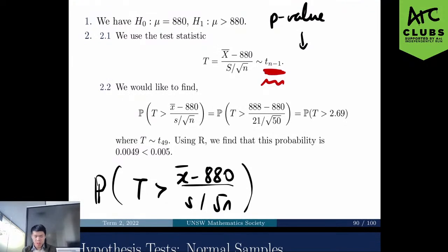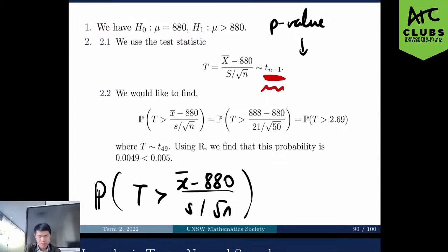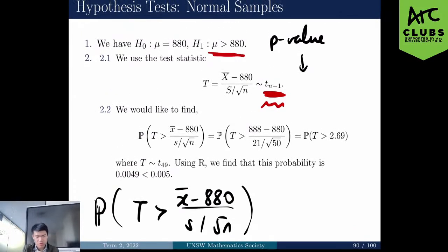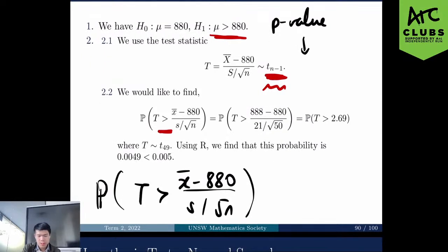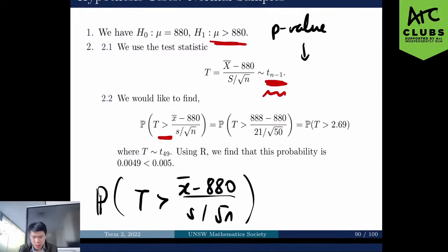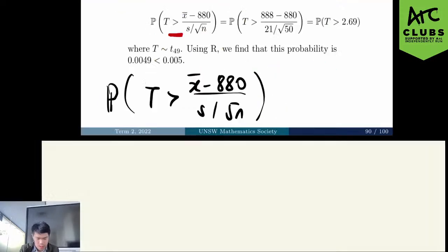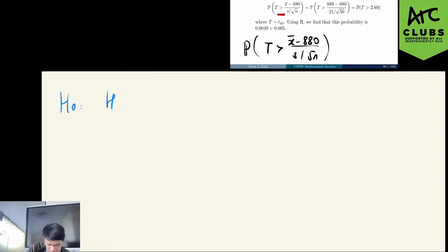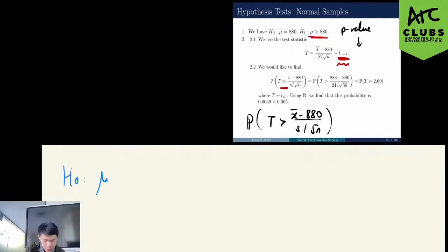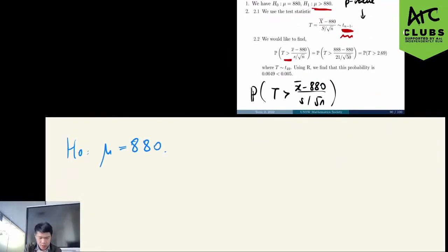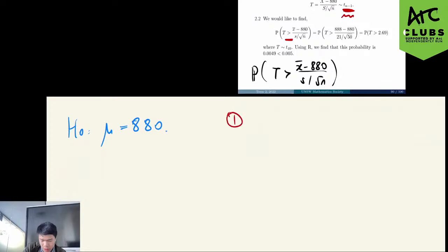Okay, so let's just think about that though, because with the t distribution, or with this example, how do we know it's going to be greater than this? What about if it's a different form, right? So actually, there actually is a very nice way of doing this. Let's look at this for a second. There are actually three cases. Well, let's just compare the two main cases. So the null is mu equals 880. There are two possibilities. So 1, H1 is greater than 880. And 2, H1 is not equal to 880.